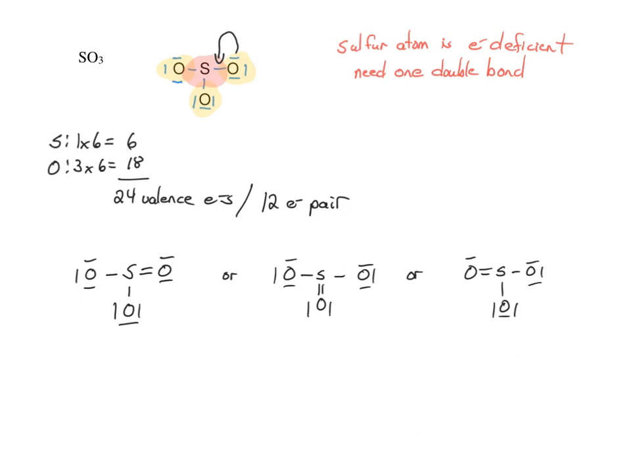The question you may have is, well, how do I know if I need a double bond between sulfur and this oxygen atom, or this one, or this one? And the answer is, it doesn't matter. These are all equivalent structures. When you move on to Gen Chem, you'll learn that these are called resonance structures. For now, know that any one of these 3 is an appropriate answer.